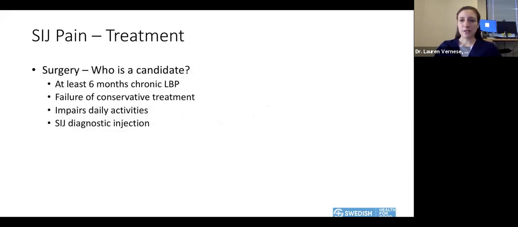So next, surgery. This is a sore subject for me. As I said, I don't tend to send anyone for surgery for this, but I figured I had to do my due diligence and find what evidence actually exists for this. So who is a candidate? Most people are considered a candidate if they've had 6 months or more of low back pain. I would say this is failed treatment with conservative management for 6 months of low back pain. This impairs daily activity, such as their work. Maybe they can't go for walks anymore. They can't sit for a while. And then they've also had 2 positive sacroiliac joint diagnostic tests.